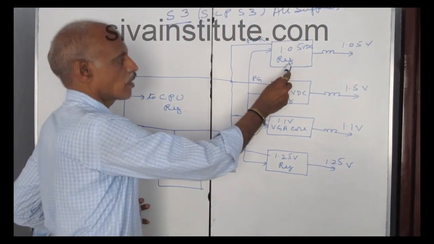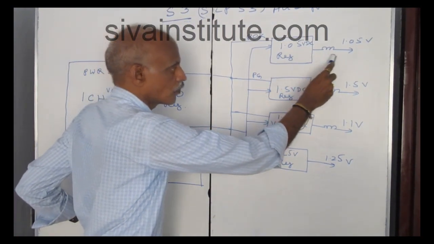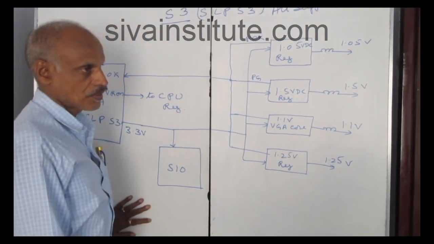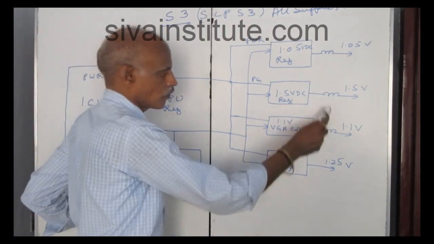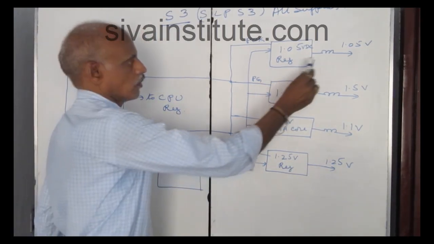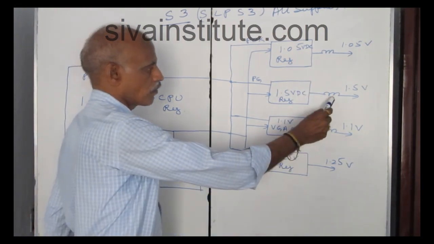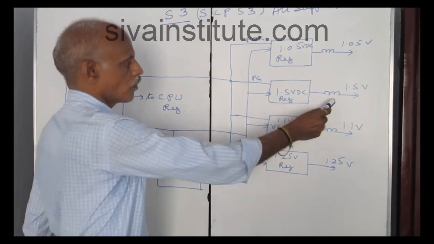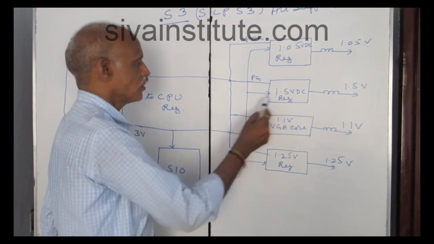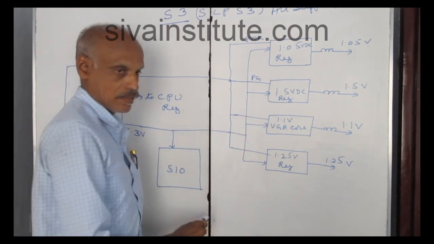When this voltage comes here, it comes out through this coil. So you should check at the coils whether the voltage is okay or not. You should check here whether 1.05 volts is there or not, 1.5 volts is there or not. If there is no voltage at this point, you should check this, the input of the regulator.